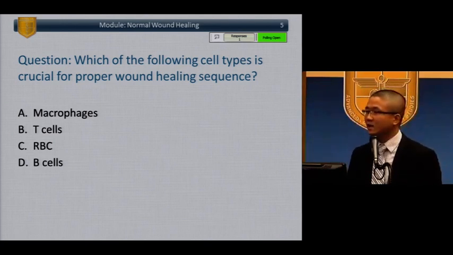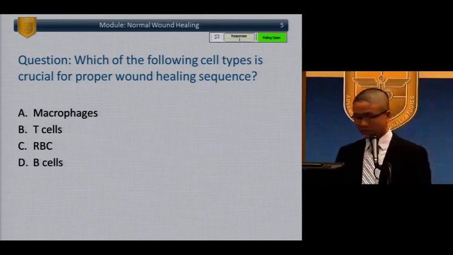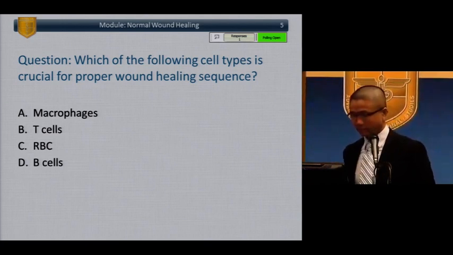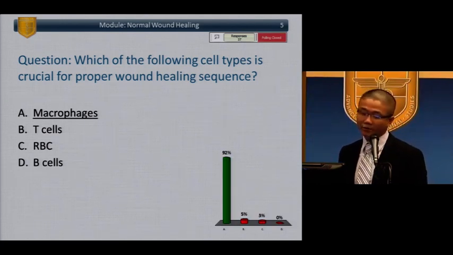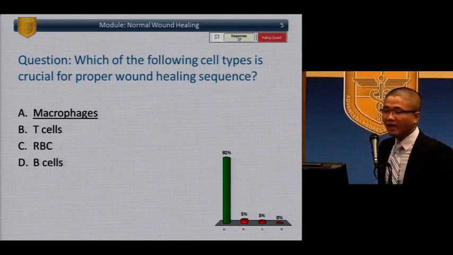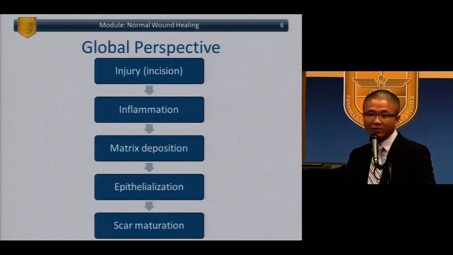The first question I like to start with, please, is which of the following cell types is crucial for proper wound healing sequence? Wow, great. Macrophages, right? Macrophages are the cells of life. They destroy, but they destroy to lay a foundation. They destroy to clear debris to lay a foundation for us upon which we can rebuild, right? And so macrophages are incredibly important for this entire process, all right? None of the other cells are important, but they're not indispensable like macrophages are.